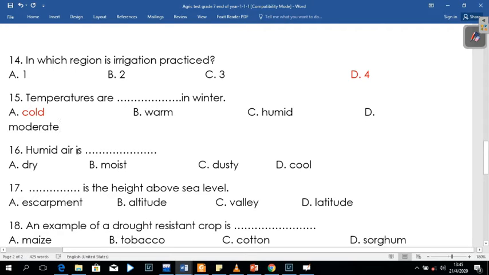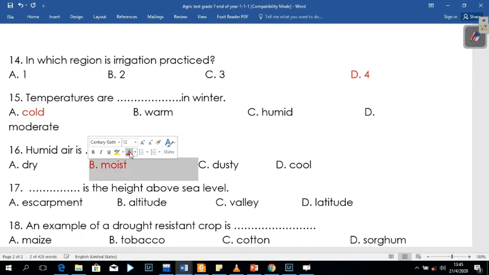Right, humid air is what? It's dry, is moist, is dusty, is cool. Right, one thing that you should know is that air cannot be dusty, right? If you say it's cool, you have to be specific. Is it cool, right? Moist and dry, right? Humid air is moist. This is the correct answer.